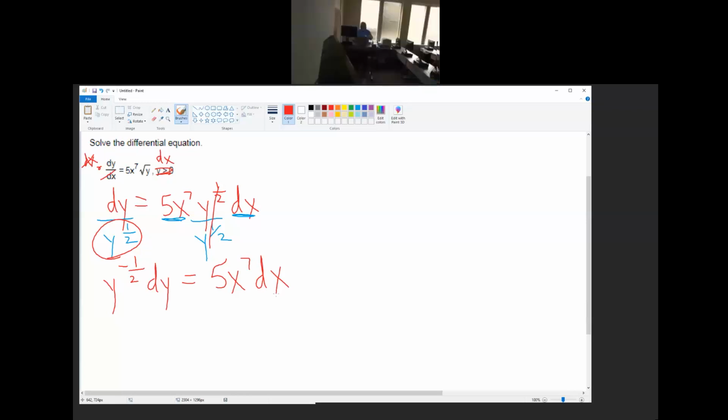Now, once you get your letters separated, that's why it's called a separable equation. You integrate both sides. Now, on the left side, actually both sides, we can use the power rule in reverse. So on the left side, we'll add 1 to the original exponent, and we divide by our new exponent, the negative 1/2 plus 1.